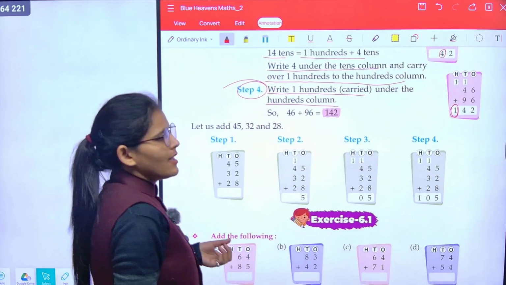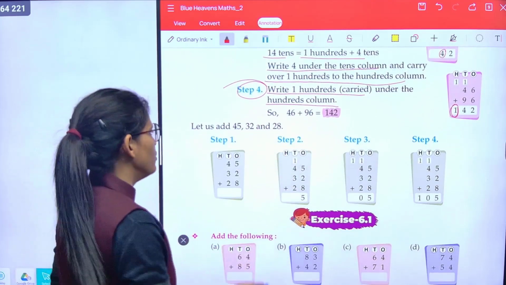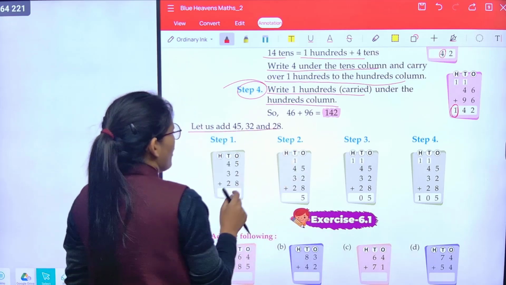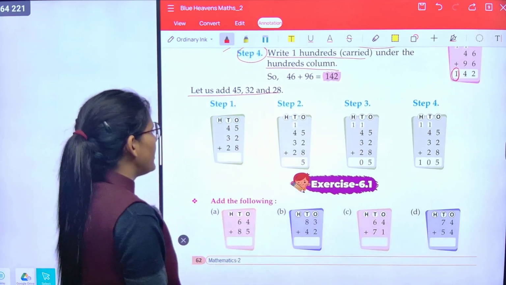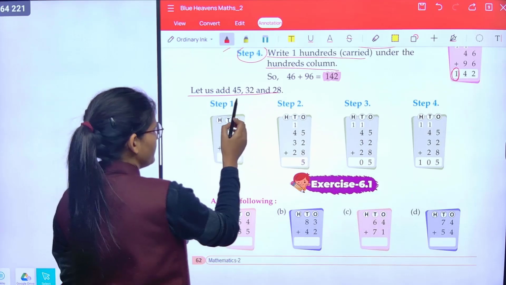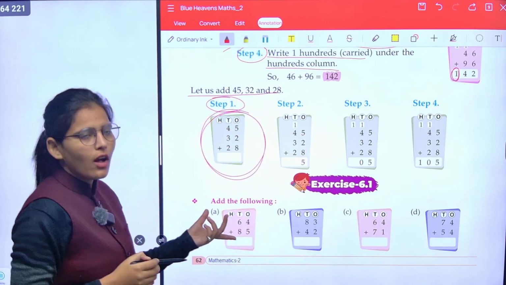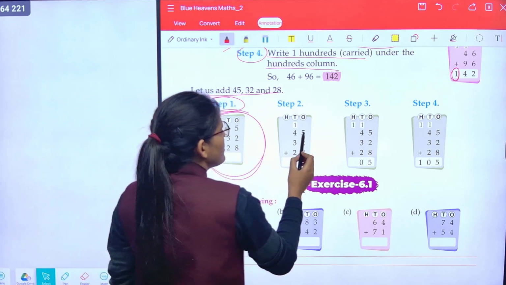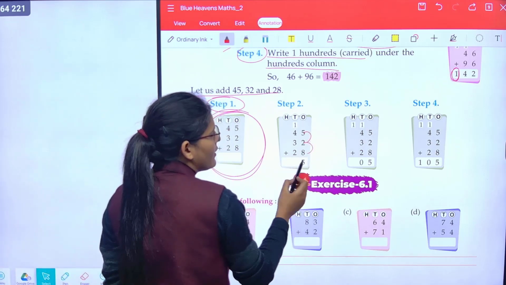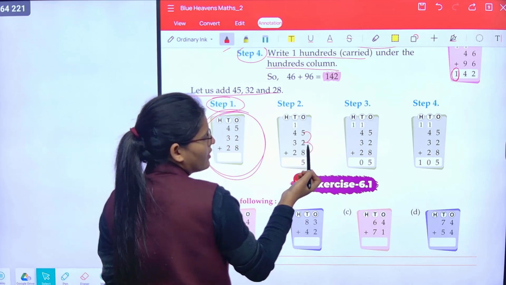So 46 plus 96 is equal to 142. Let us add 45, 32 and 28. Step 1, firstly arrange in a column. Now add ones. 5 plus 2, 7, 7 plus 8, 15 and write 5 under the ones.